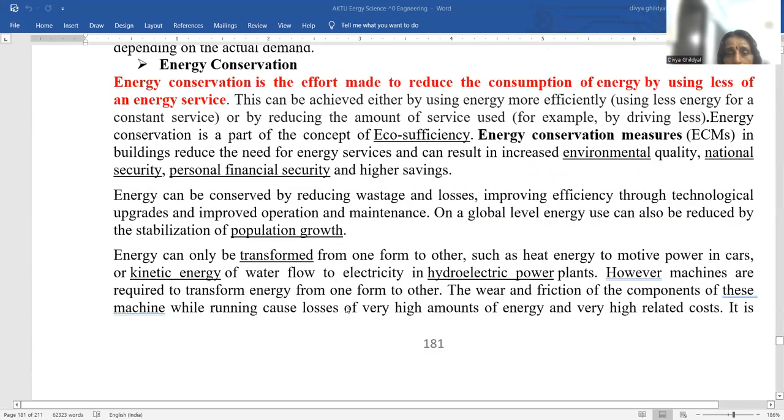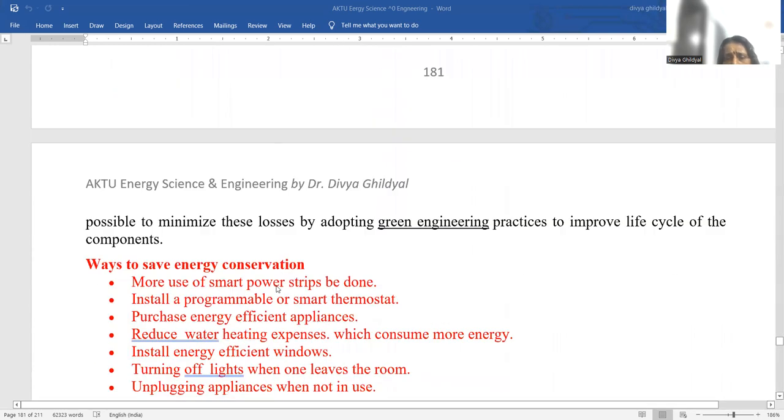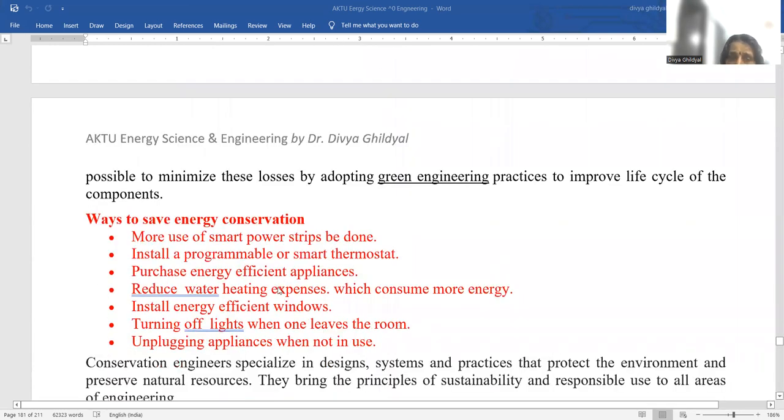Okay. Then energy can be transformed from one form to the other. Many examples of this I have told you in the previous four units, like solar energy getting transformed and being used as electric energy, mechanical energy of wind turbines generating electricity. So the examples are unending. Ways to save energy can be many. You write the ones which you are comfortable with while writing in your exam.